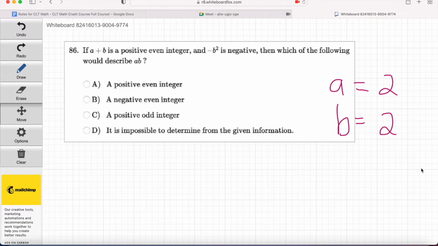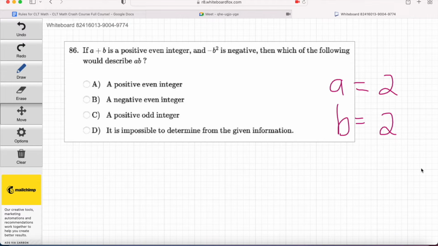This is negative b squared, so that means negative 2 to the power of 2. You're just raising the 2 to the power of 2 and making it negative. Make sense? Yes. Okay, so this works so far. I don't know if we're going to be able to find the right answer with these values, but we can start getting rid of some bad ones.